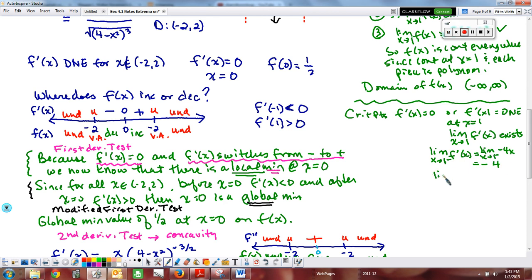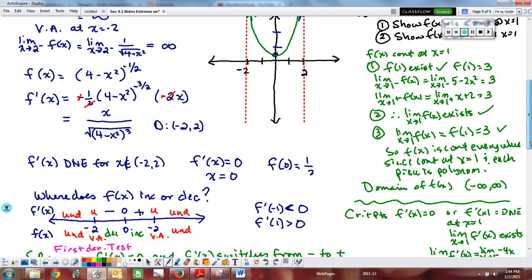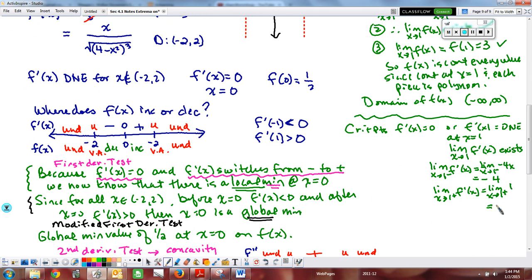I check the derivative on the right. The limit as x approaches 1 from the right of the derivative is the limit as x approaches 1 from the right of the other piece, which was 1. And the limit of a constant is a constant. So we have left and right limits on the derivative that are not the same, so it's not smooth.